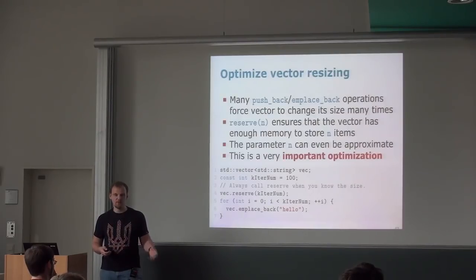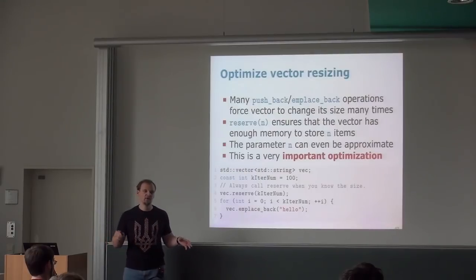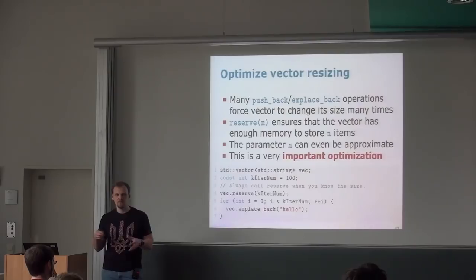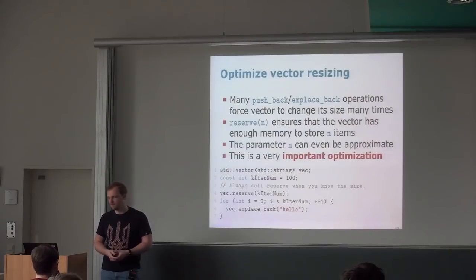Also, n doesn't have to be precise, it can be approximate. If you know it's going to be approximately 100 elements, it's already really good, because you know there's going to be about 100 elements, so it will not resize many times. Maybe it will resize one time. Good.